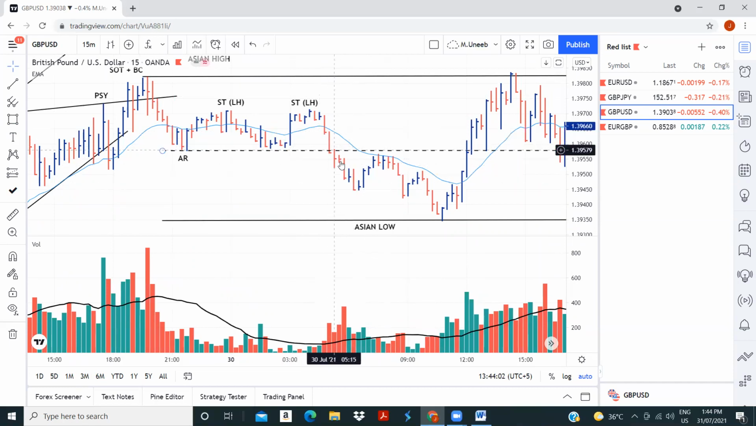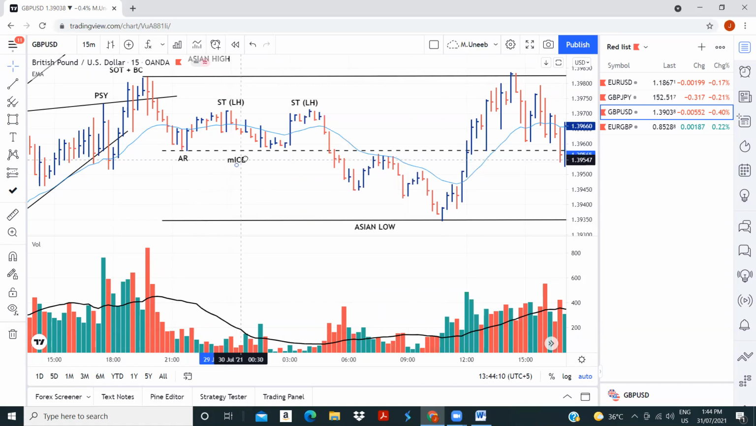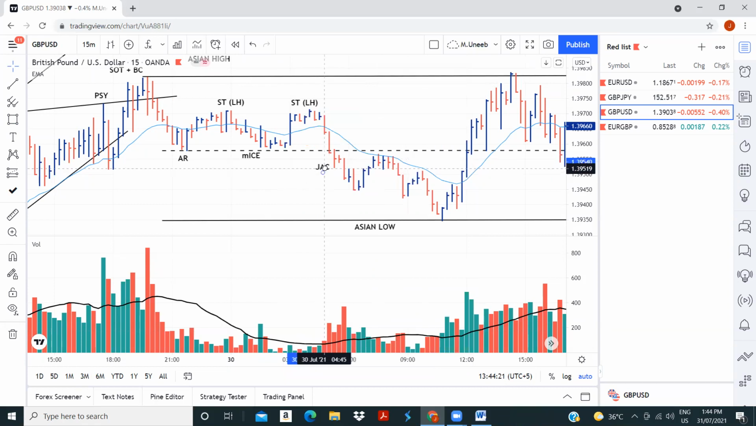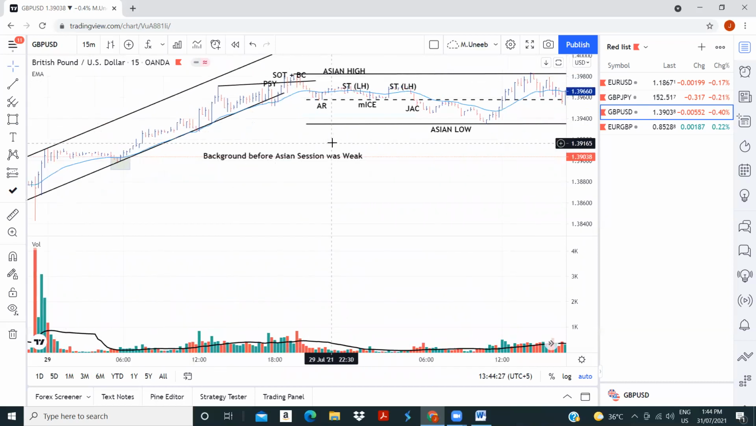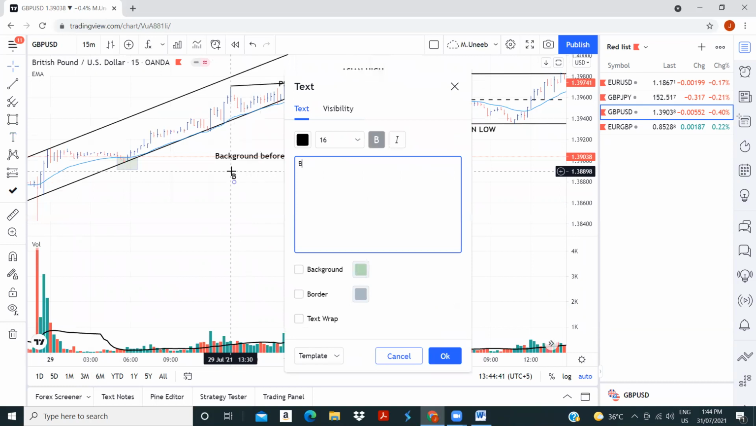Now, what do we see here? Once we broke this AR level, this ice level, this is a minor ice. We call it M ice, minor ice. When this broke the minor ice, what do we see? Now we are establishing the market bias. After you have established the background, what did I say? You have to determine the market bias. What does it tell you? This is bearish. Bias is bearish. So you just write it down.